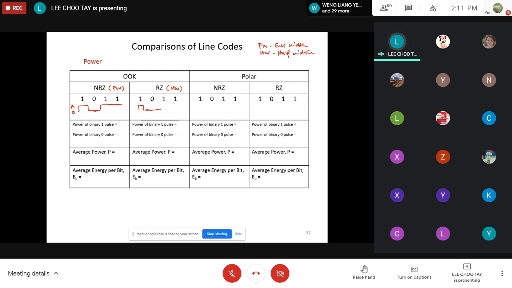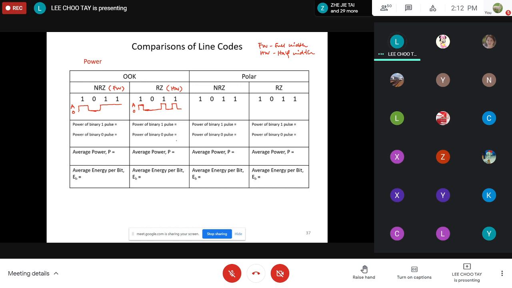Then the next bit is a one, so the pulse goes up to amplitude A again for half of the bit duration, and then it goes back to 0. Then the next one, it goes up again for half of the bit duration, and then goes down to 0. So this is A, this is 0, and this is A. On, off: on is the pulse with the amplitude A, off is nothing, amplitude 0.